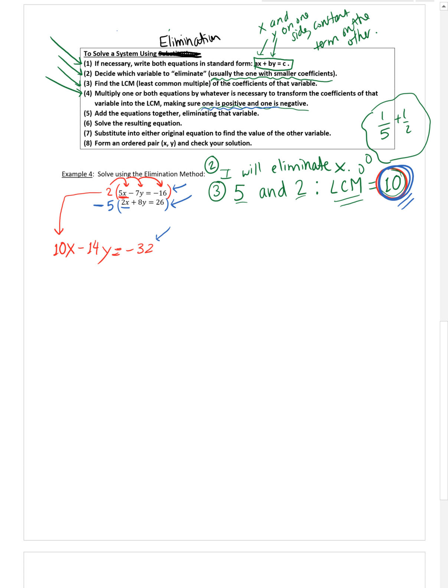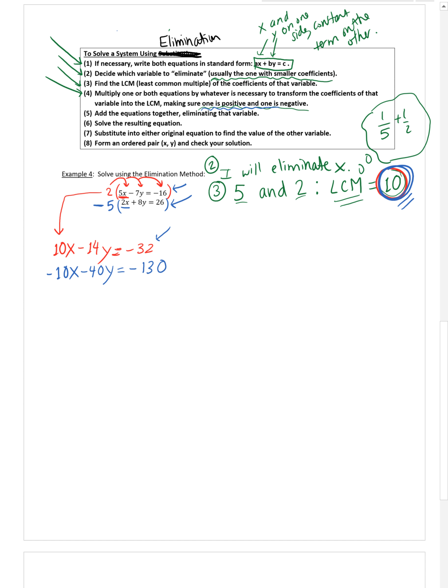And something similar will happen for the second equation. Let me distribute the negative 5 in there. It's negative 5 times 2x, that's negative 10x. And then you have negative 5 times negative 8, that's negative 40y, equals negative 5 times 26, which is negative, I believe, 130. Okay. So now we're left with two equations. They're equivalent to the originals, they just look different.